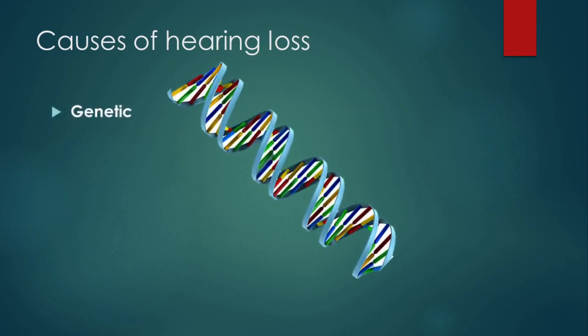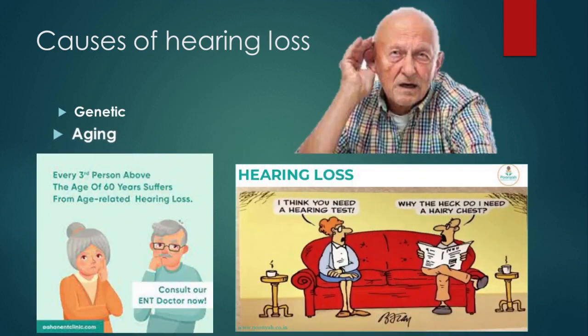Sometimes hearing loss can be due to genetic reasons. Variations in genes may sometimes make people more susceptible to hearing loss. The genes make them predisposed to hearing loss. The next cause for hearing loss is aging. We often see old people having difficulty in hearing. As the age of the individual advances, the hearing ability may decrease.